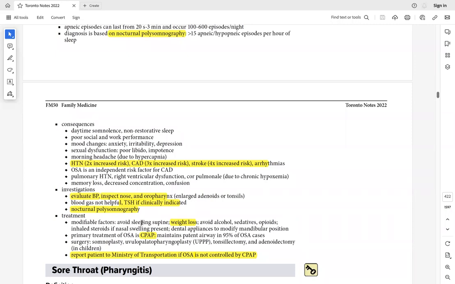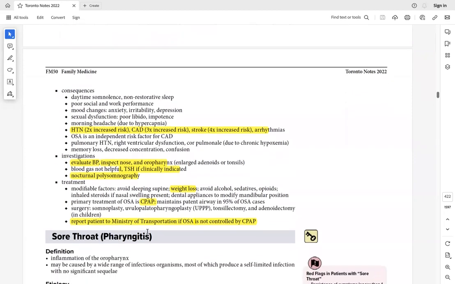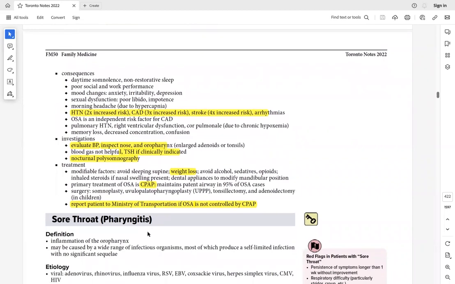Conservative measures: avoid sleeping supine, try to reduce weight, avoid alcohol, sedatives, and opioids. These are the conservative measures. Of course, we will educate the patient about all this. But along with that, the main treatment is CPAP, continuous positive airway pressure.